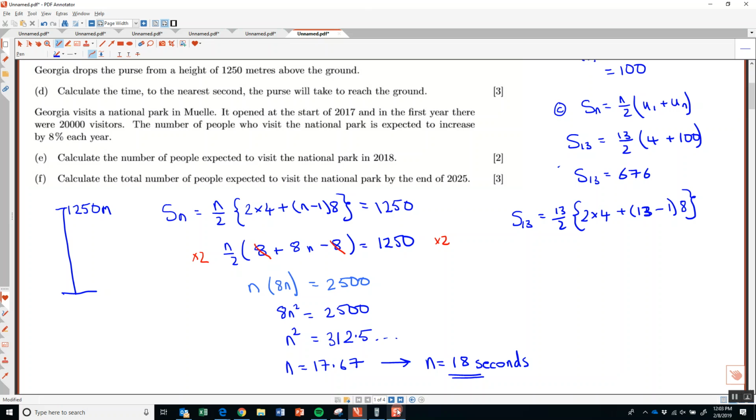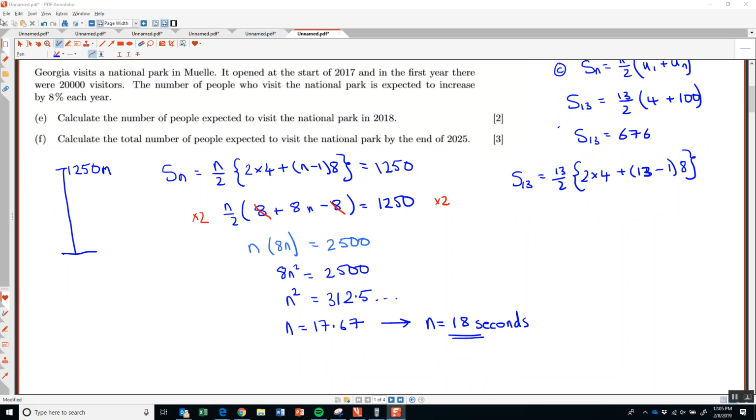Okay, so Georgia visits a national park in Muel. It opened at the start of 2017. So let's, what color will we use? Purple. So this is E. At the start of 2017 it opens, and in the first year there are 20,000 visitors. Every year it increases by 8%.